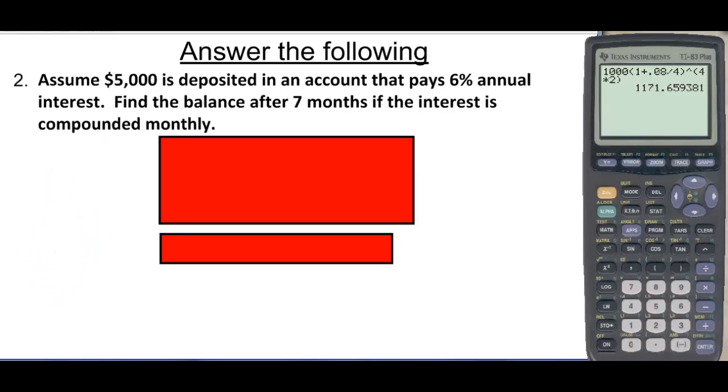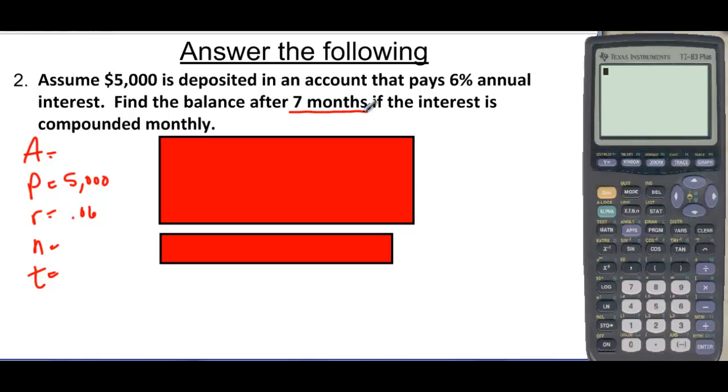Our second example, assume $5,000 is deposited into an account that pays 6% annual interest. Find the balance after 7 months if the interest is compounded monthly. So again, I have A, P, R, N, and T. Okay, let's see what each of those parts is equal to. Assume $5,000 is deposited, so that's how much money is put in, our P value. Pays 0.06 annual interest.